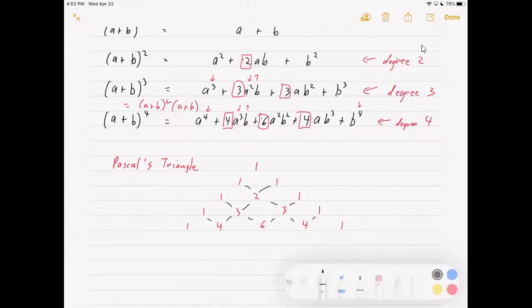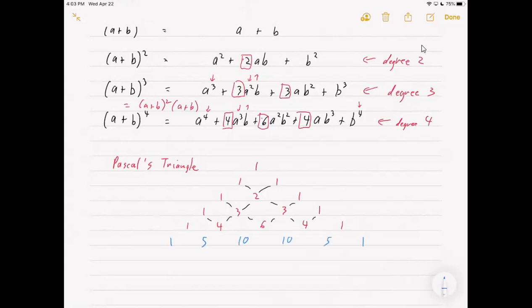So let's see if we can keep the pattern going. We always have ones on the outside, so let me figure out what would happen if I had a plus b to the fifth. There must be a 1 here. 1 plus 4 is 5, so there must be a 5 there. 4 plus 6 is 10. We would get 10 again, 5, and 1. So those would be the coefficients if I wanted to expand a plus b to the fifth power.